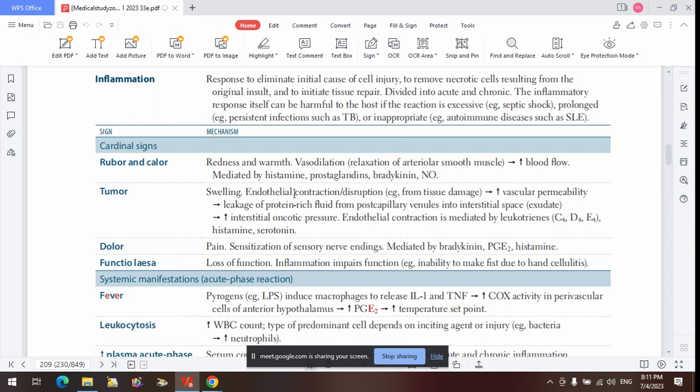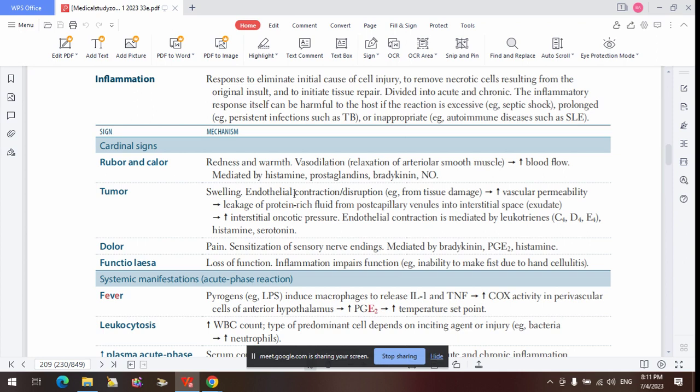Then we said another thing that happens, one of the other cardinal signs, includes tumor, and this is due to release of some inflammatory mediators like leukotriene C4, D4, E4, histamine, bradykinin, and serotonin. Those cause contraction of the endothelial cells, creating spaces within those endothelial cells for fluid to extravasate from the vessels into the tissue. And that fluid is rich in protein.